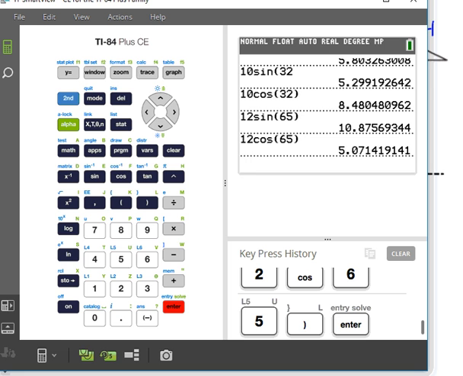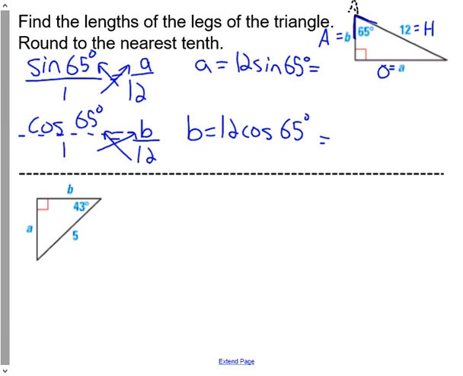So this time, our first one's larger. 12 sine of 65 is 10.87, so that's going to round up to 10.9. 5.07 is going to round up to 5.1. So 10.9 and 5.1 are going to be our answers. And if they had a label like inches or centimeters, we would use that as well.